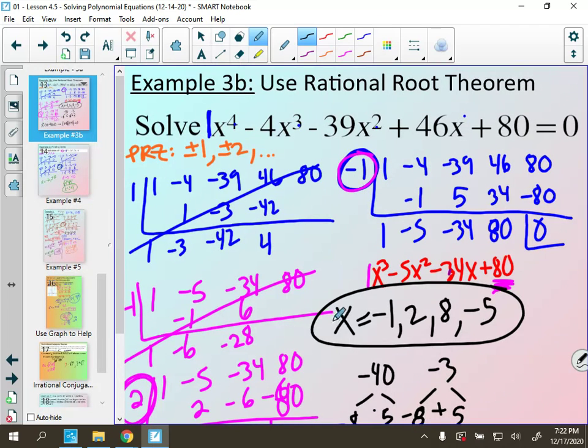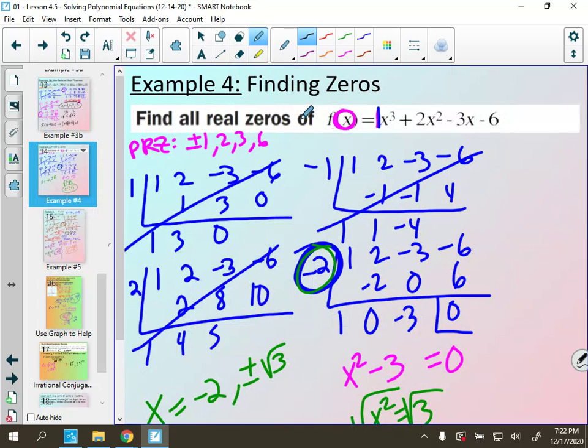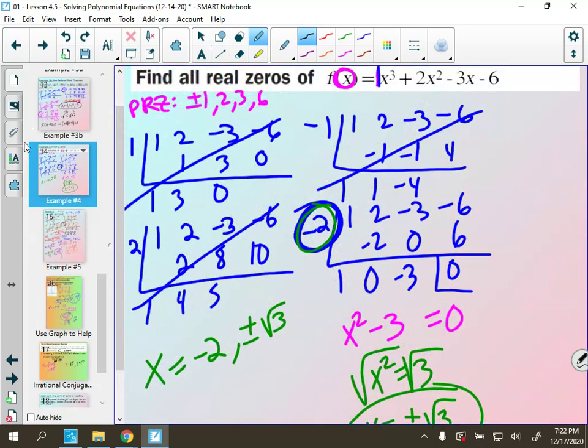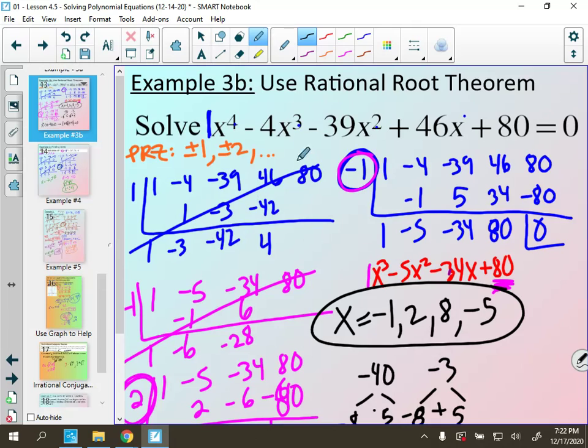We finished this problem. We said our solutions, or maybe let's find out what it said. Find the zeros of this. What were our zeros? I like this one better. Sorry, I know I'm jumping around a little bit. This could have said find the zeros of this. What were our zeros? What were our solutions? -1, 2, 8, and -5.